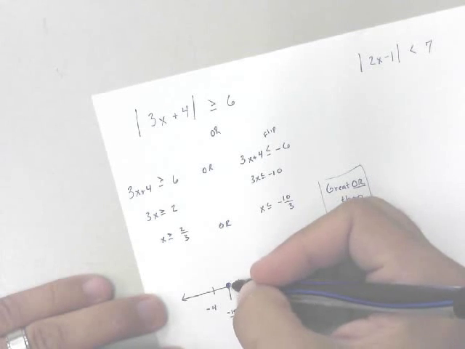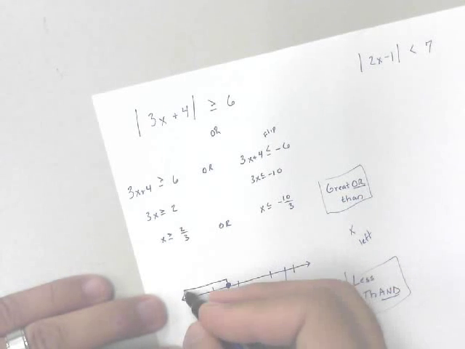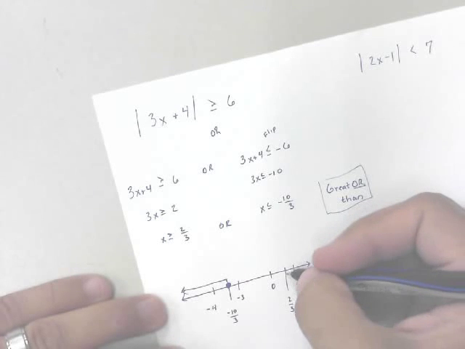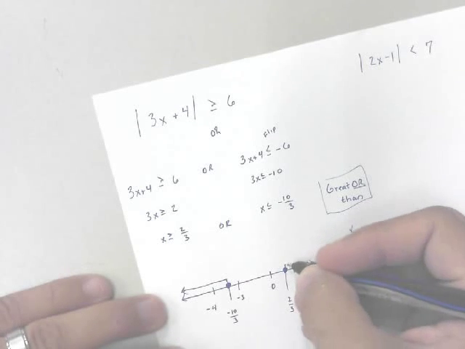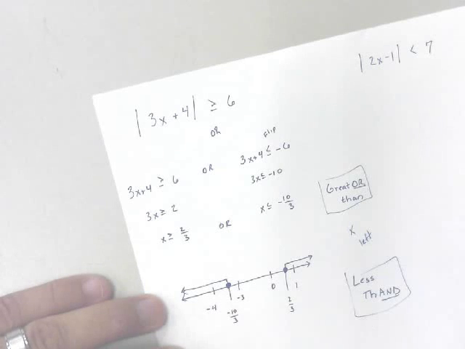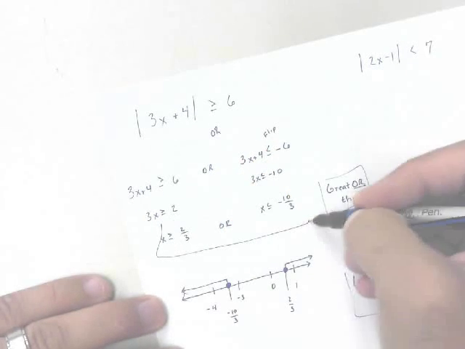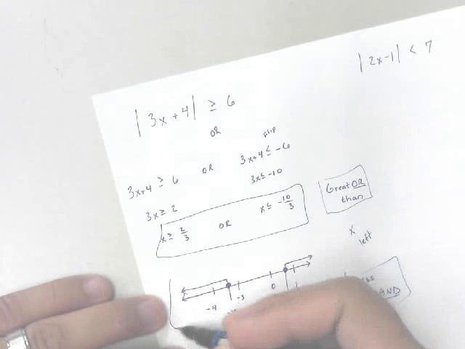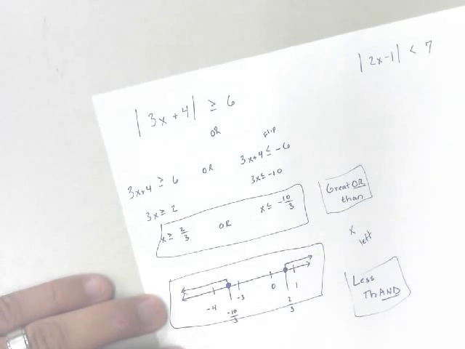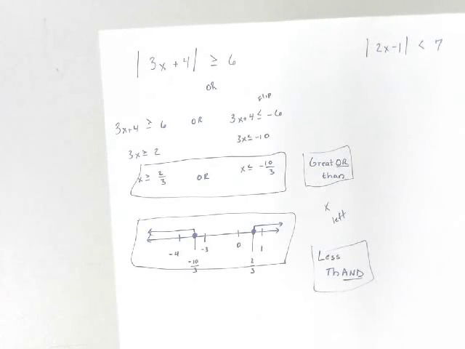I'm going to have a closed circle at negative 10/3, shade to the left. I'm going to have a closed circle at 2/3 and shade to the right. And this is an or inequality. So this is my solution, and this would be my graph. Remember, for or inequalities, I don't have to worry about where they overlap.